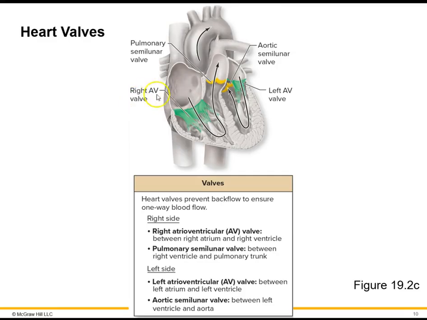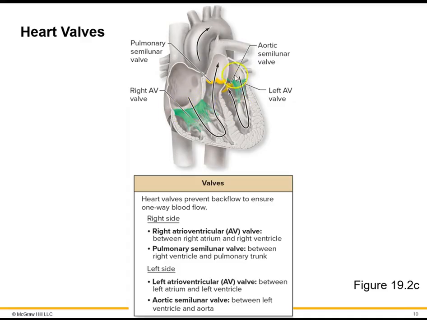So deoxygenated blood is going to come into the right atrium, and then it's going to pass through the right AV valve into the right ventricle. Now, you'll notice the pulmonary valve is closed at this point. What's going to happen is the right ventricle is going to contract, and that's going to force blood upwards. And that blood is going to push open this valve, the pulmonary valve, and it's going to slam shut this valve, the right AV valve.